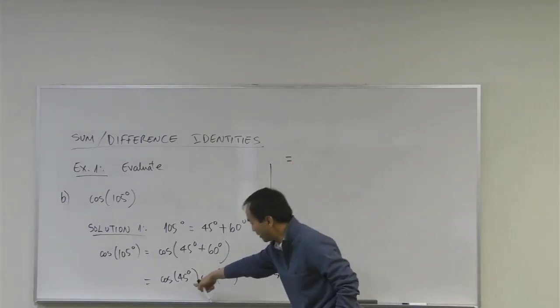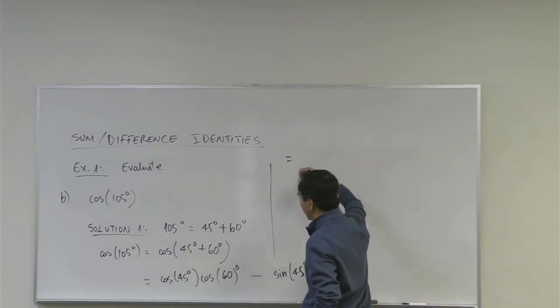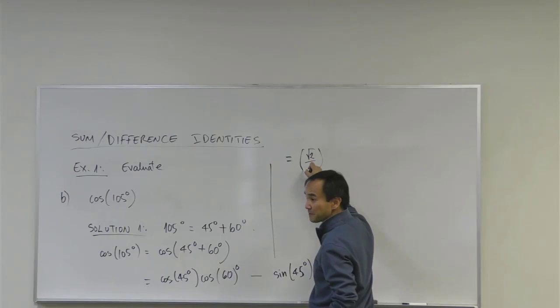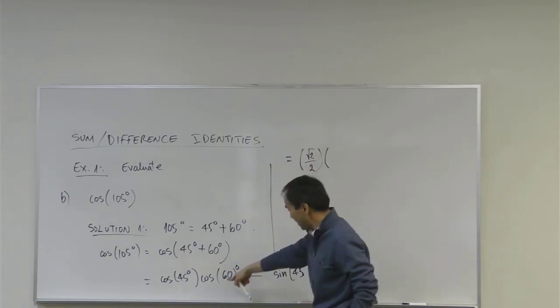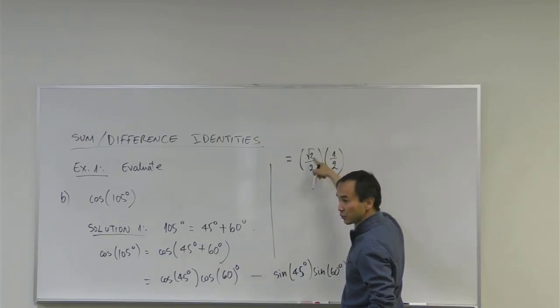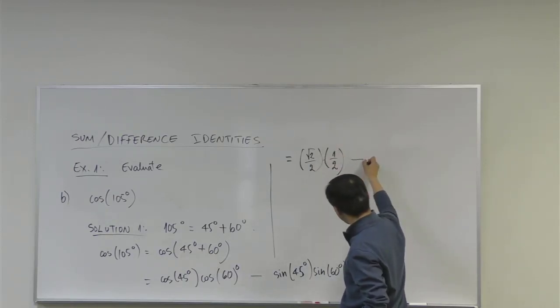Factor here, cosine of 45 in our expression gives me a square root of 2 over 2. See if you can agree with me here. And then cosine of 60 degrees is a positive 1/2, right? Square root of 2 over 2 times 1/2 in the bottom. That's the product.